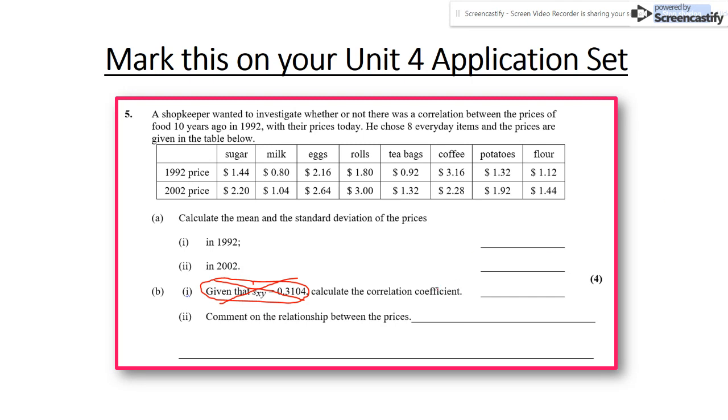Last thing real quick in your Unit 4 apps, problem number 5. Number 5, part B. Just calculate the correlation coefficient. Don't worry about this notation that it gives you in B part 1. Just scribble that out. Use your calculator and calculate R and just state what that value is.